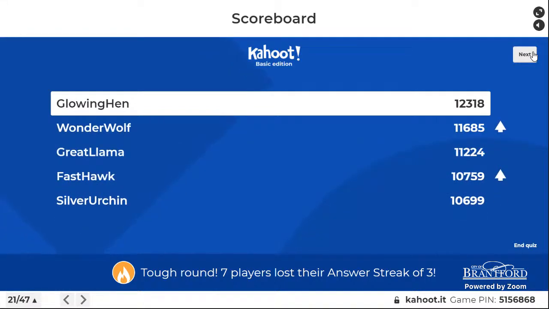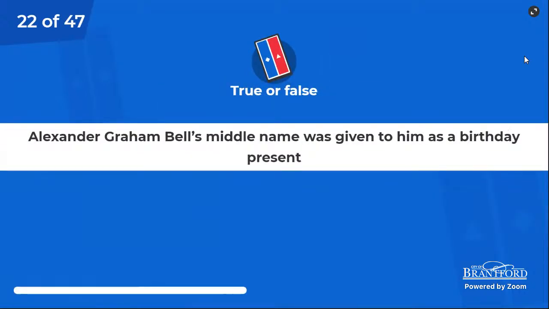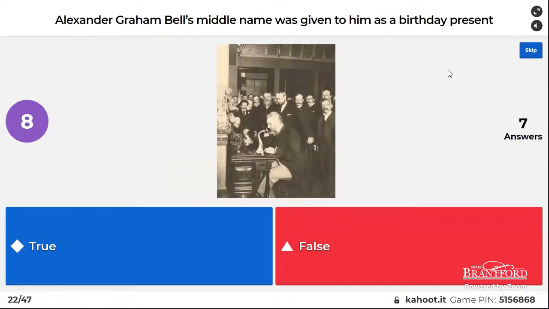So Wonder Wolf, obviously an art fan, got that one correct and is headed back up to second place with 11,685 points. And we've got Great Llama behind and Glowing Hen still in the lead. Next, true or false? Alexander Graham Bell's middle name was given to him as a birthday present. True or false?